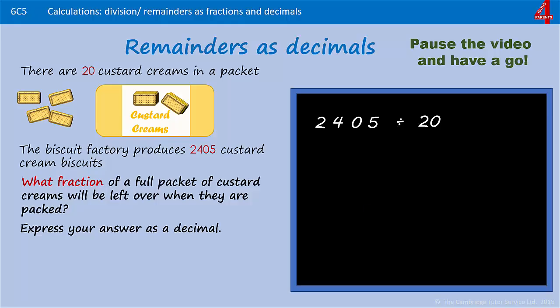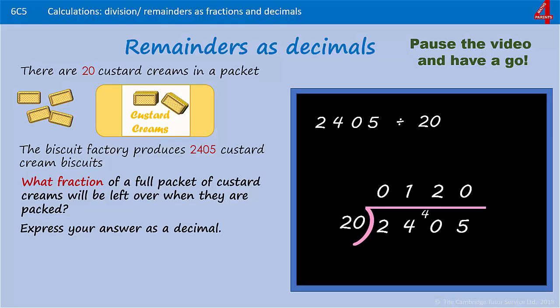2,405 divided by 20. 20 into 2 doesn't go. 20 into 24 goes once, 4 left over. 20 into 40 goes exactly 2 times. There's nothing left over. 20 into 5 doesn't go, so we put a 0 there and we have that 5 left over. The answer to the calculation is 120 remainder 5.